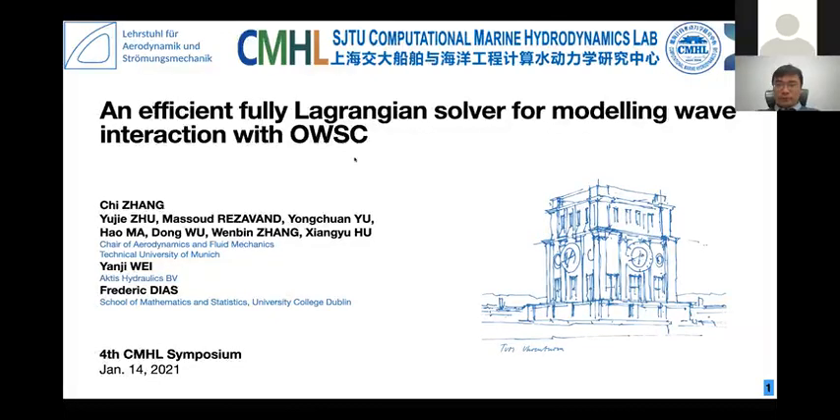Having had several presentations, I think we have had a lot of talk about CFD, and most of them based on mesh-based methods. So let's have something different: a fully Lagrangian method. Today my presentation will be about an efficient fully Lagrangian solver for modeling wave interaction with the oscillating wave surge converter. This presentation includes work by our team led by Professor Xiangyu Hu, in cooperation with Dr. Wei from ACDIS Hydraulic and Professor Diaz from UCD.